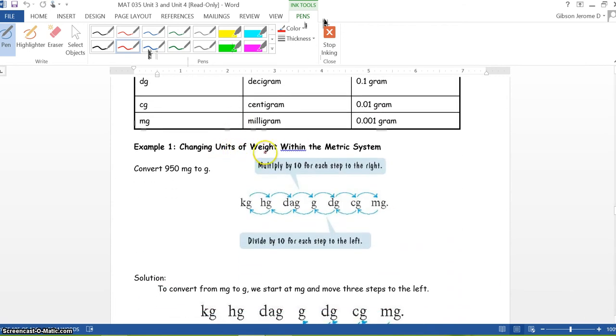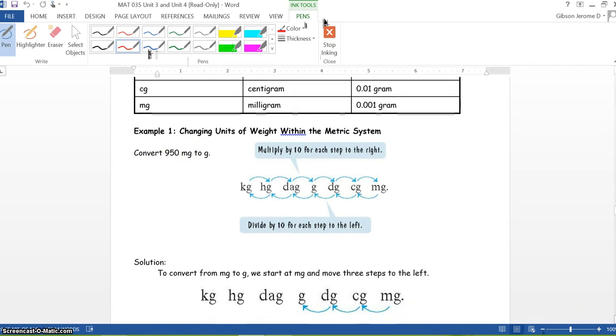Now it says change units of weight within the metric system. Convert 950 milligrams to grams. Now we will set this up here. Remember, grams is the unit, and we want to go from milligrams to grams. So here we will go to the left 1, 2, 3 places. That means we must go to the left 3 places.